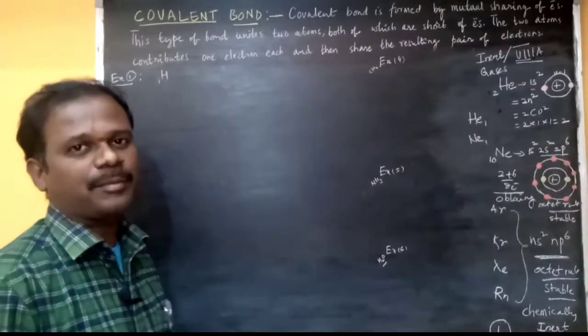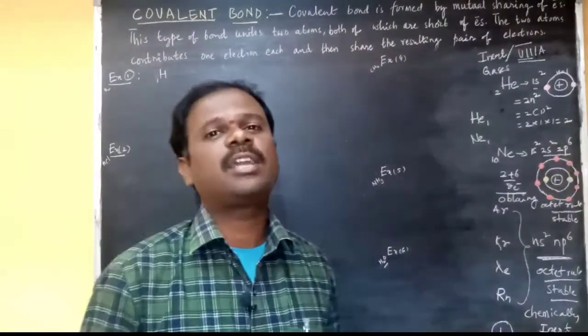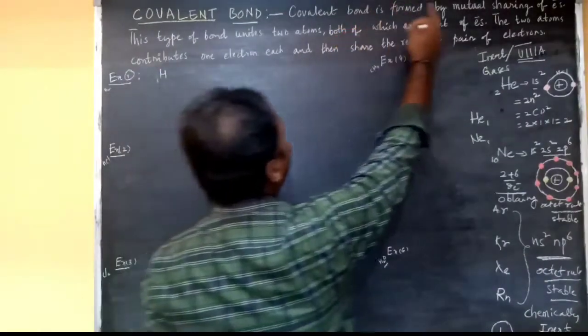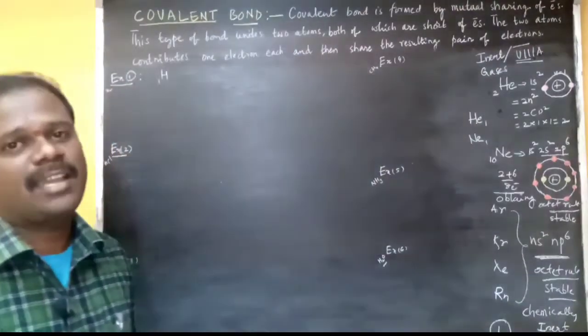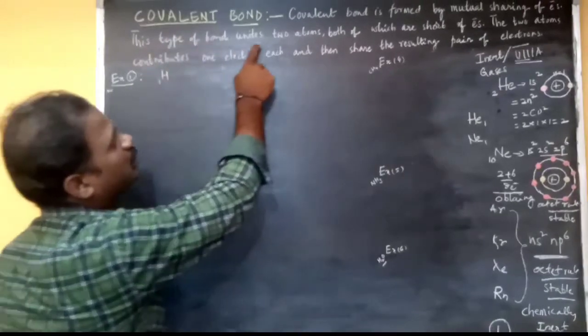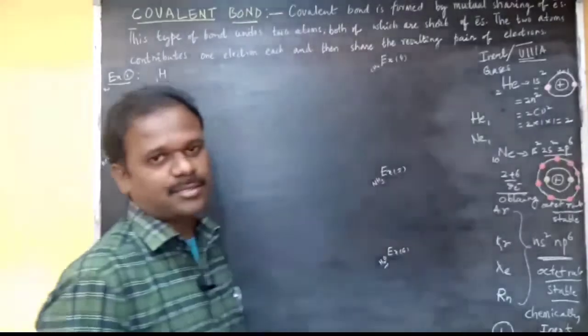Covalent bond. So what is meant by covalent bond? How can it form? The covalent bond is formed by the mutual sharing of electrons. This type of bond unites two atoms, both of which are short of electrons.